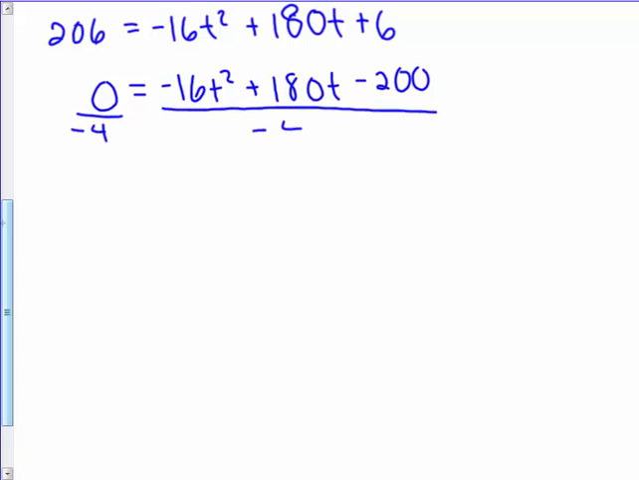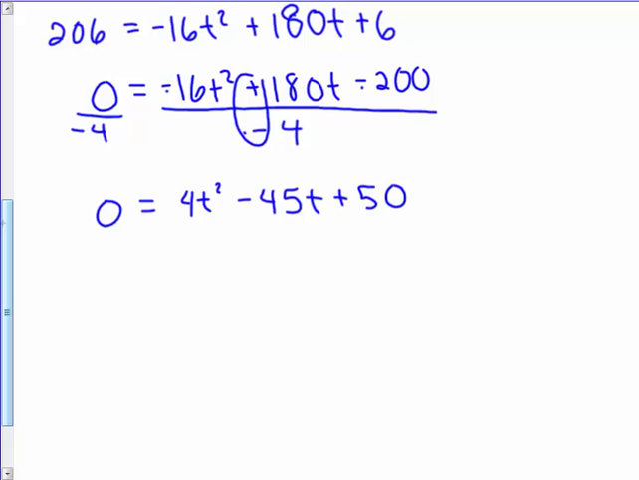So I'm going to take out a 4, and I'm going to take out the negative here. So on the left side, 0 divided by negative 4 is 0. Negative 16 divided by negative 4 is 4t squared. Now, things that you'll want to keep in mind here. Oh, plus and a negative. Is that going to be a positive 45t? Again, if you take that negative out, you have to be careful about that. So again, that positive 45t, oh, it's actually negative, right? Because a positive divided by a negative is a negative. So be careful with that. And then negative 200 divided by negative 4 is positive 50.